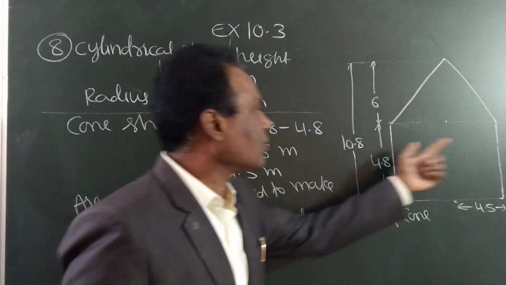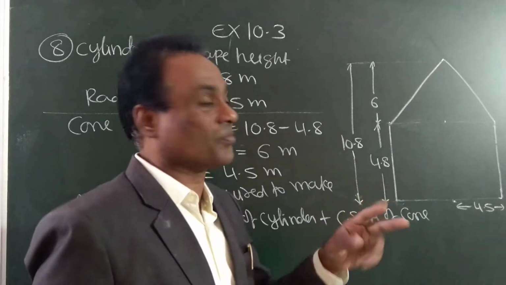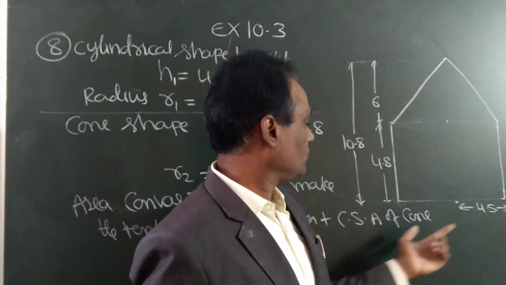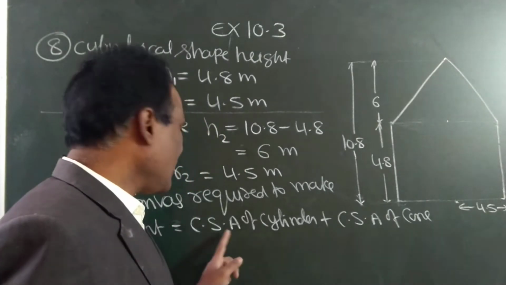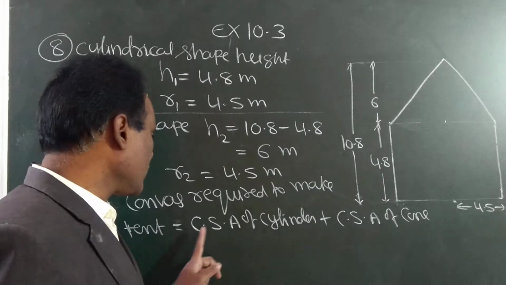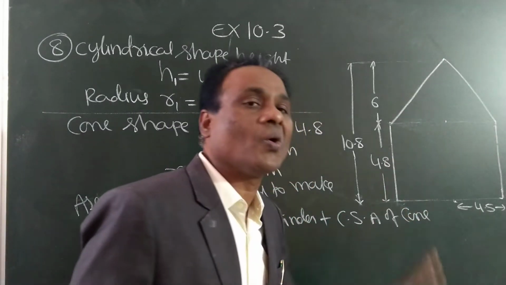That means nothing but the curved surface area of the cylinder plus the cone. See, this figure has two diagrams: one is a cylinder, plus a cone. CSA means curved surface area, also called lateral surface area. Curved surface area of cylinder plus curved surface area of cone.